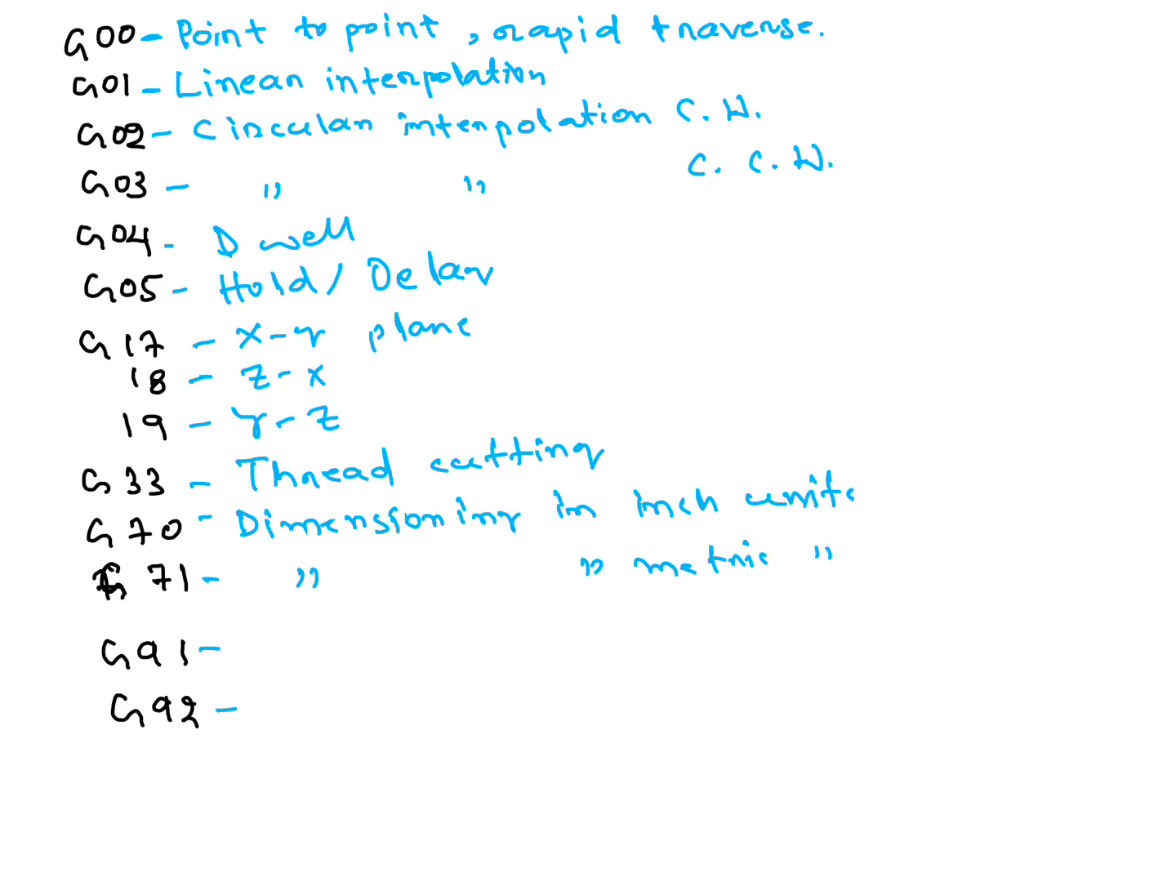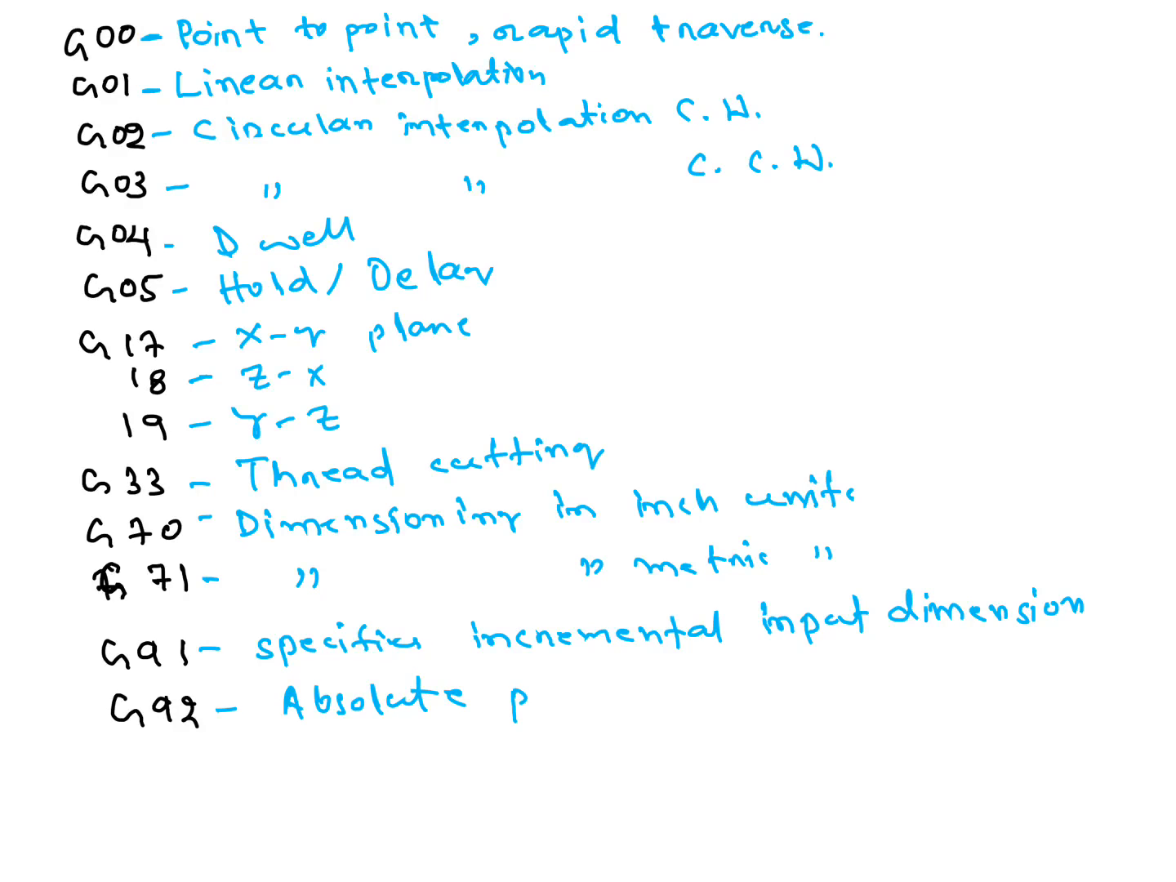Then G91, this one was also asked in GATE. It specifies incremental input dimension. This is incremental, and G92 is absolute preset, change the datum position. G91 is for incremental, G92 is for absolute.